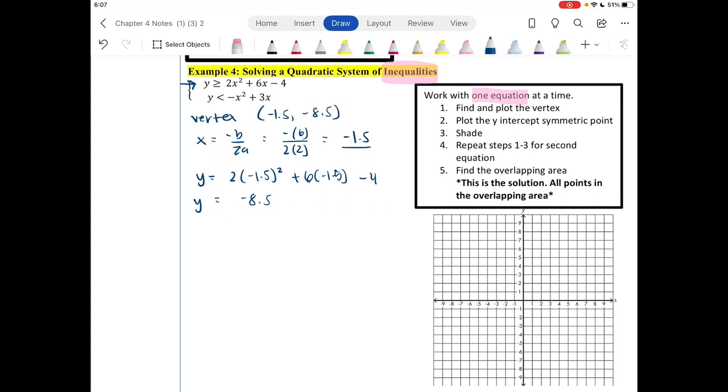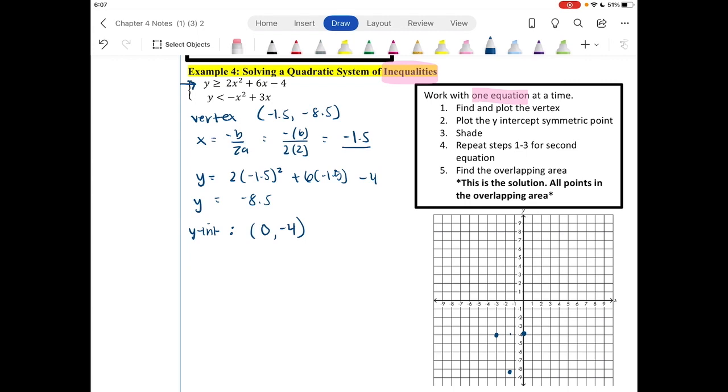We can put that on our graph, and it will fall right about here. Then we want to find that y-intercept. Remember, the y-intercept is always going to occur at our value of c, and it's when we plug in a 0 for x, we will get out just the constant. So the y-intercept is at negative 4, but then we need to plot that symmetric point. We went over 1.5 points from the vertex, so go over 1.5 points to the left, and now we have the shape of our graph.